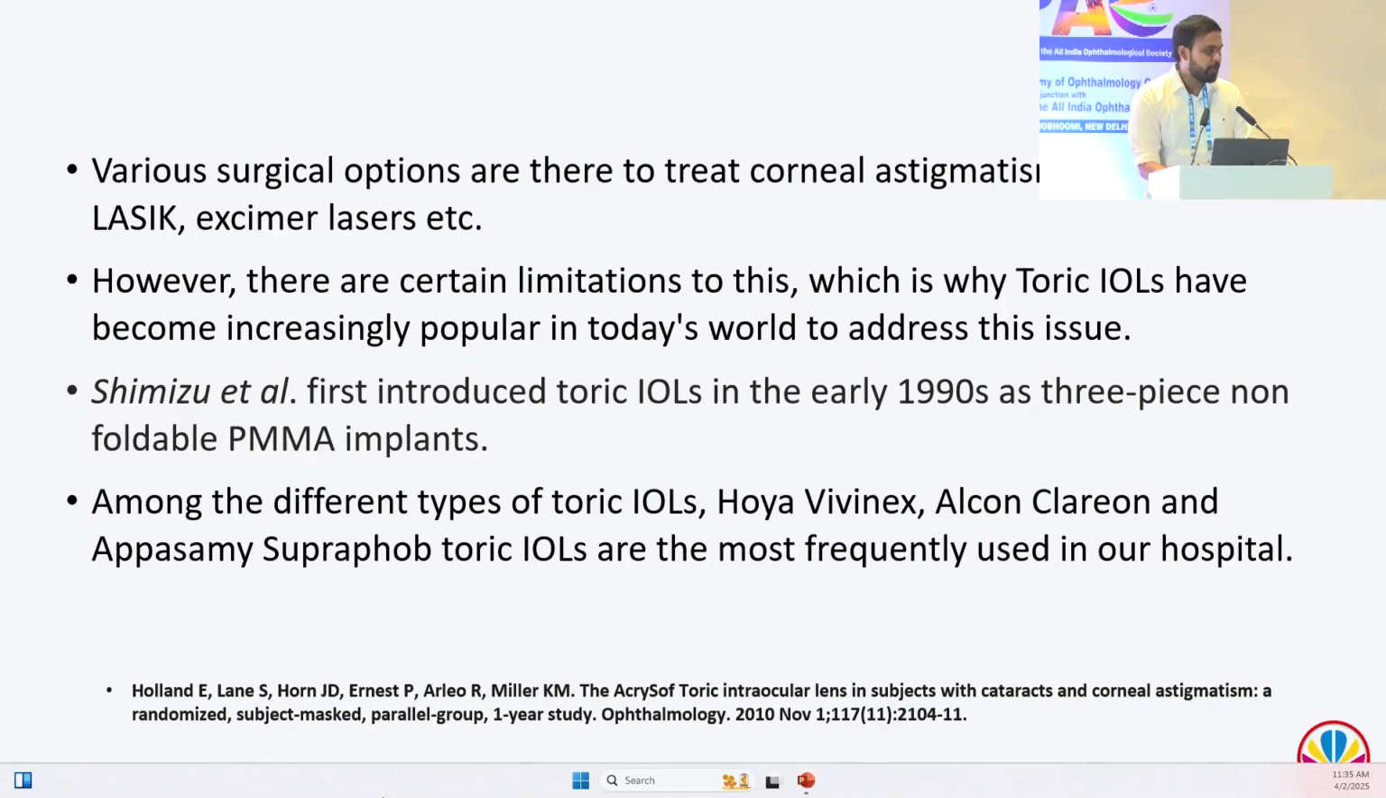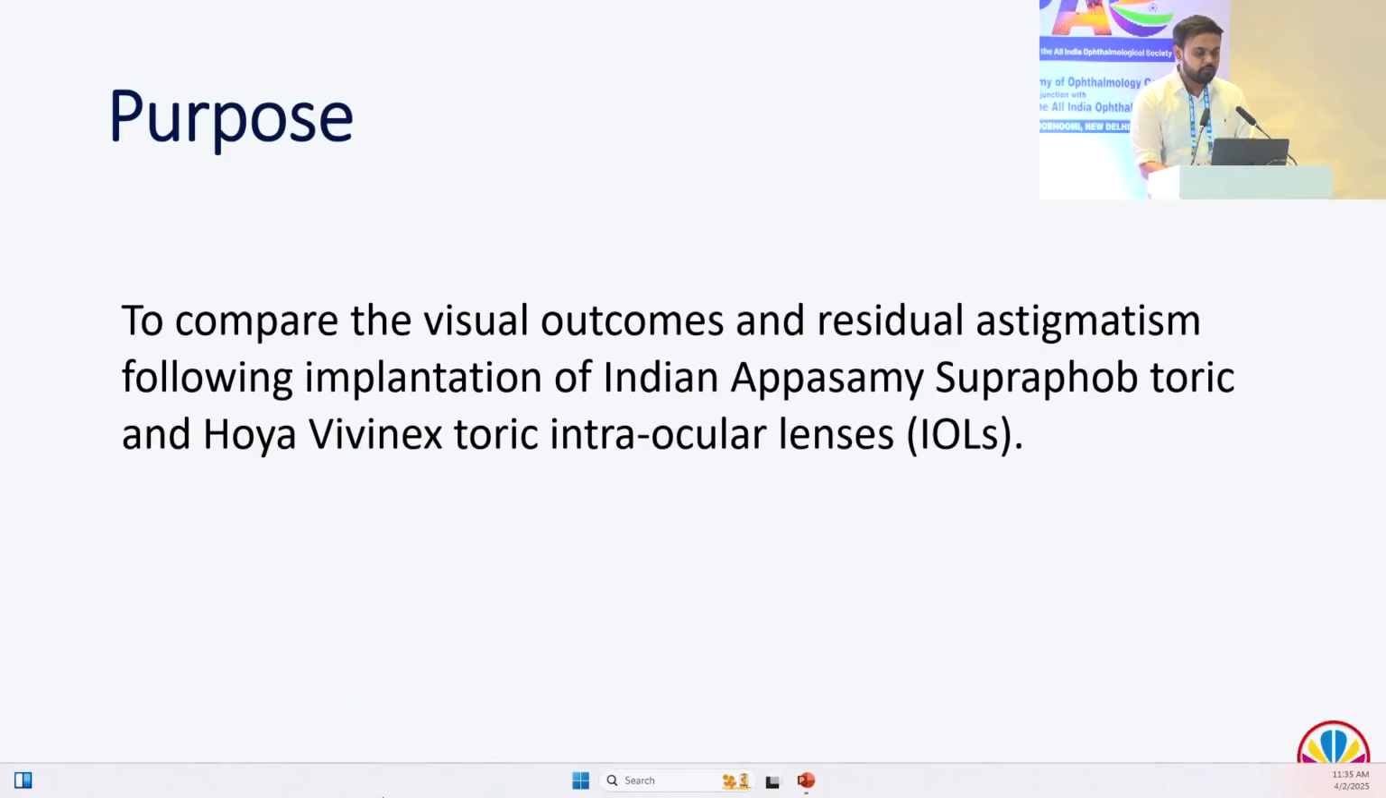Among the different types of IOLs available, in our hospital, Hoya Vivinex, Alcon, Clarion and Appasomi Suprafob are commonly used. So the purpose of my study was to compare the visual outcomes and residual astigmatism following implantation of Indian Appasomi Suprafob toric and Hoya Vivinex intraocular lenses.